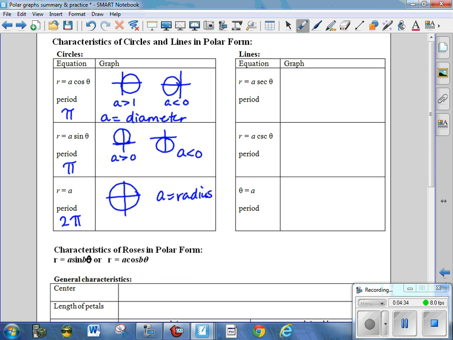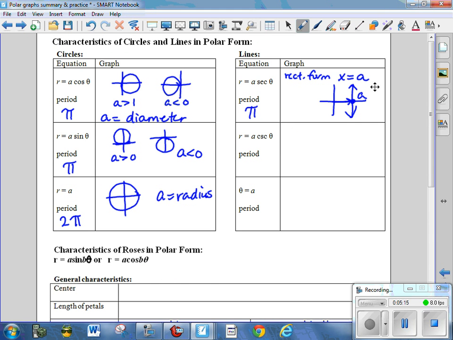For lines, a secant theta will, in rectangular form, give us the line x equals a, which is a vertical line through the point A on that axis. So the radius is equal to A. The period for these is just pi. Once again, notice that we only have points in quadrants 1 and 2, or 1 and 4, which is where cosine, the reciprocal of secant, is positive. When cosine is negative, then we get negative values for r that reflect back over here and just repeat the line in the same spot.